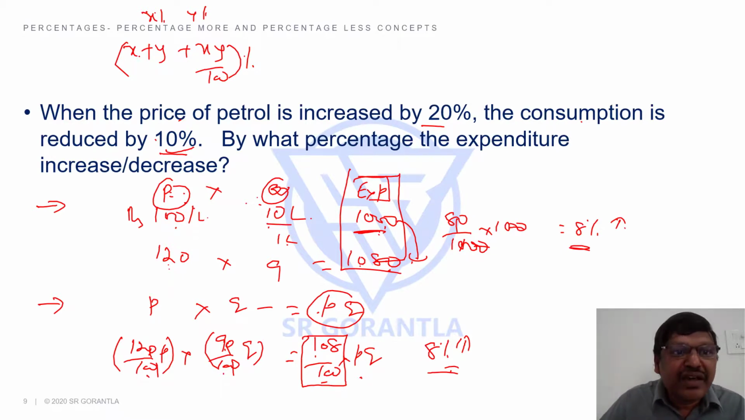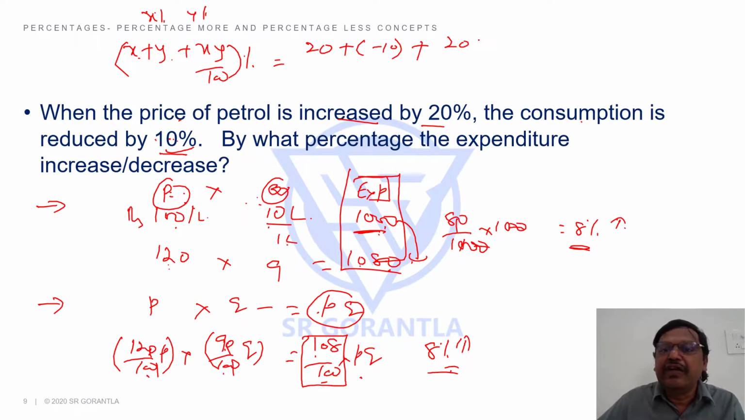If both are increasing, you say x plus y plus xy by 100. In case one is decreasing, wherever there is a decrease, instead of plus y, you should say minus y. So if I apply this formula, it is increasing by 20%, I will say plus 20. It is reducing by 10%, I will say minus 10, plus 20 into minus 10 by 100.